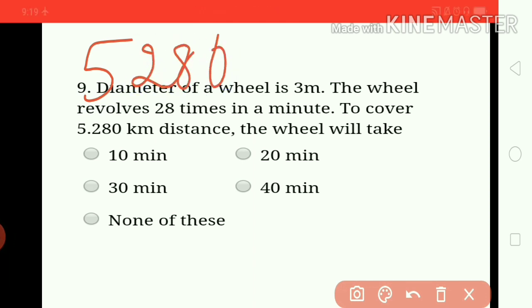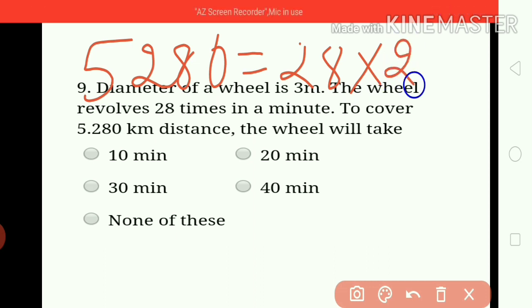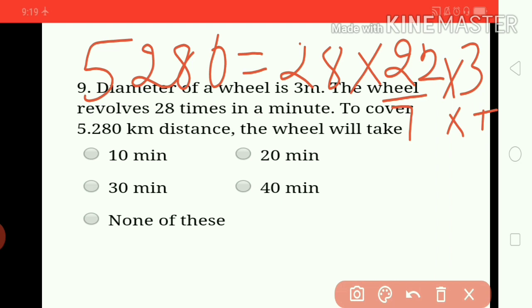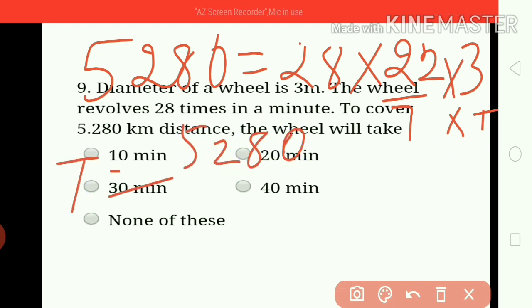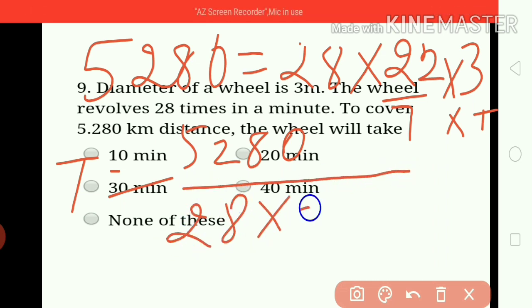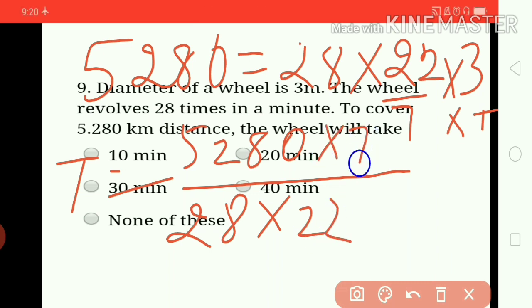So this is 5280. The distance covered by the wheel is same as the speed, that is 28, and circumference, that is pi d, that is 22 by 7 into d's diameter, that is 3 multiplied by time, right? So the time will be equal to 5280 meters divided by 28 times 22 by 7, 7 will come in the numerator, and multiply by 3. So we will get t, right?